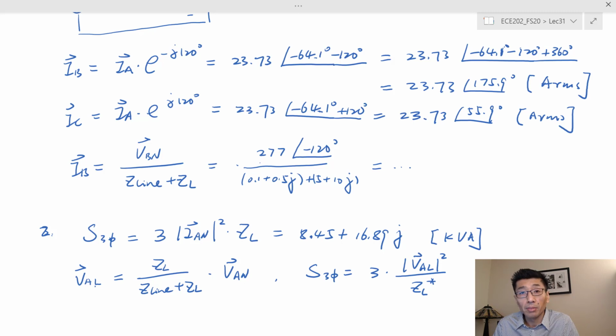The reason for the conjugate is that I is equal to V over Z, right? So the I conjugate is going to be equal to V conjugate over Z conjugate. That's where this Z conjugate is coming from when using the voltage magnitude. So this should give you the same answer. That's another way of doing the cross-checking.